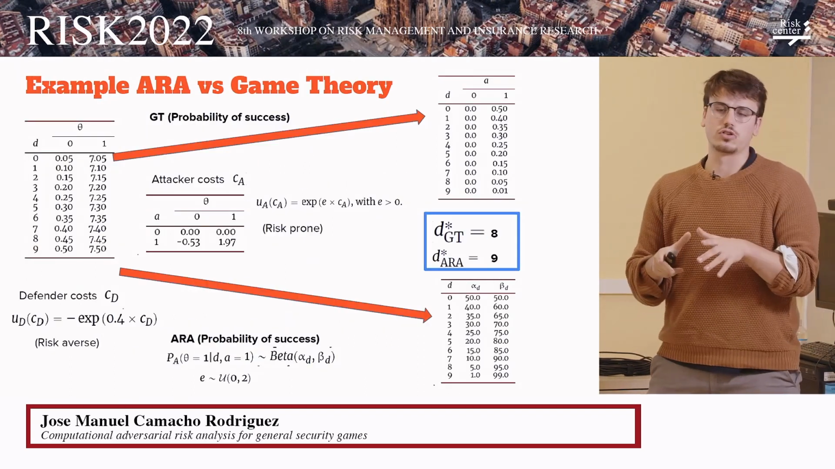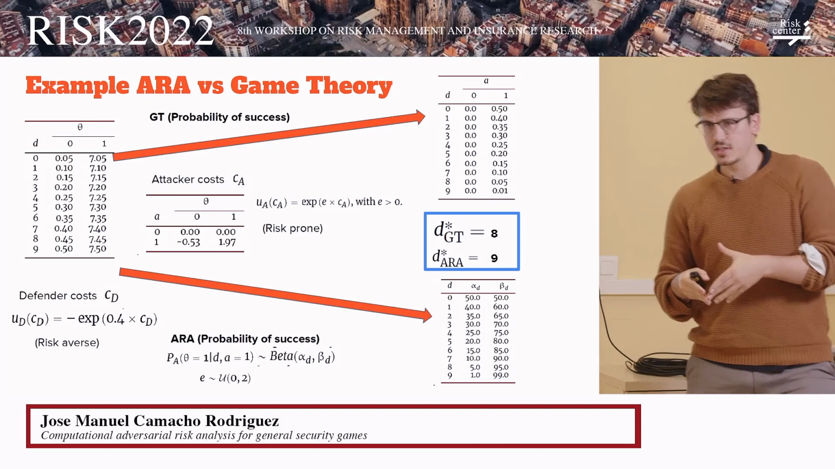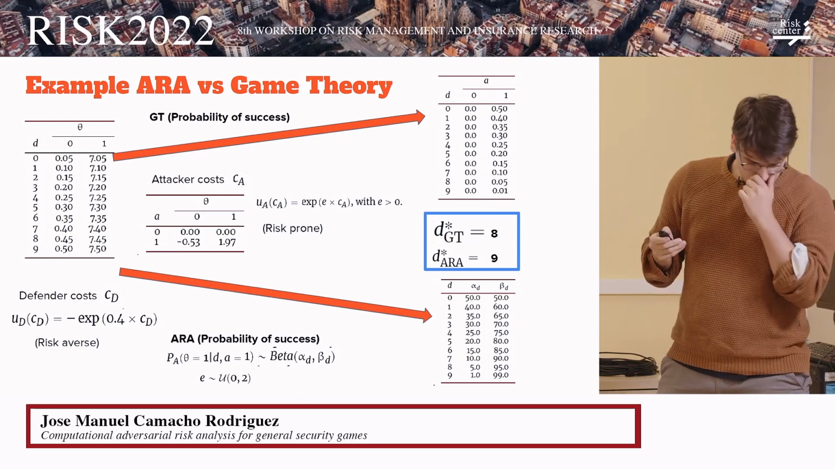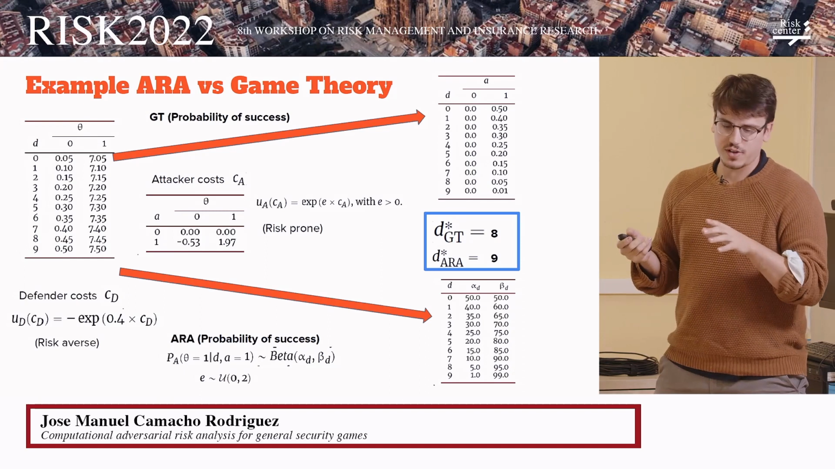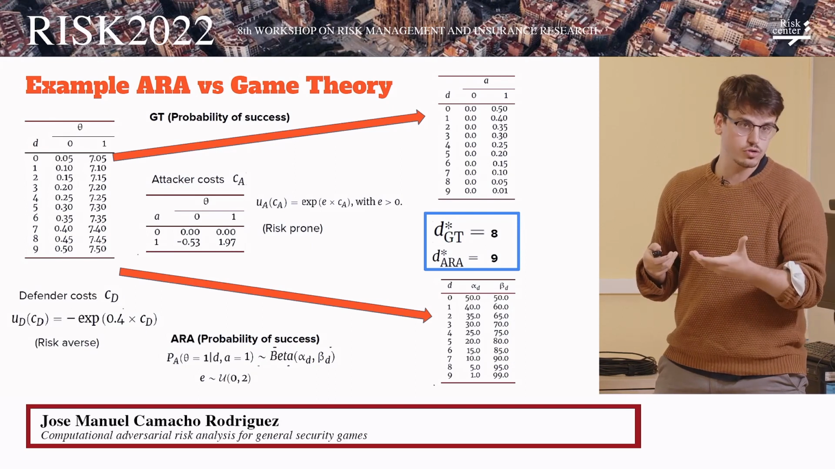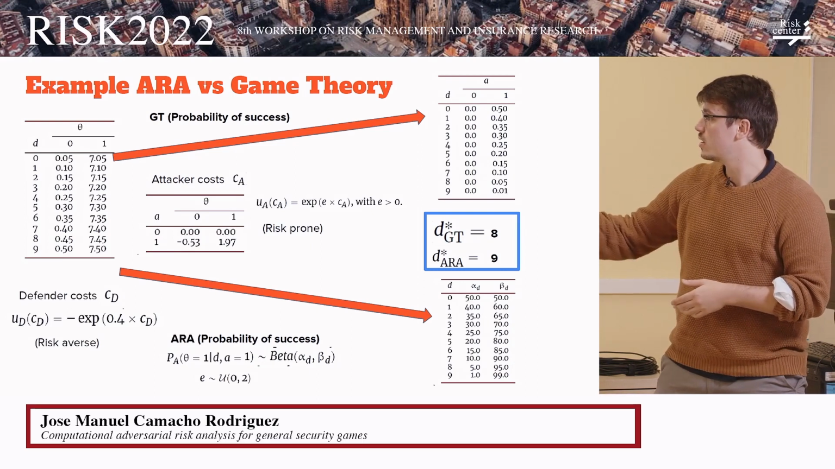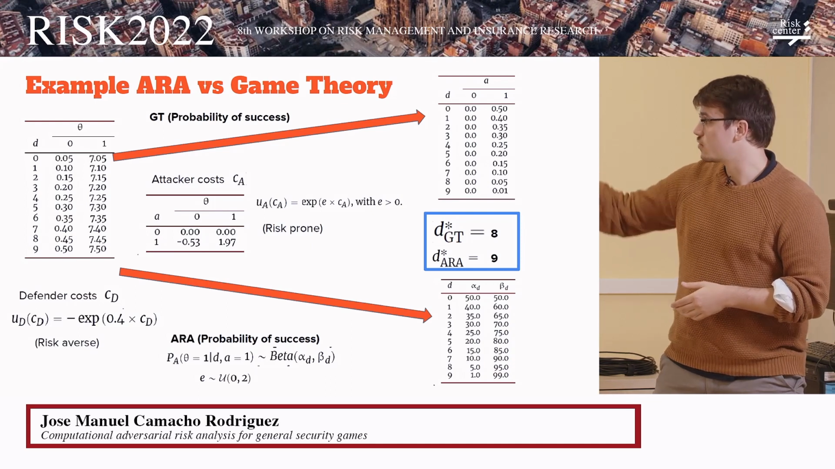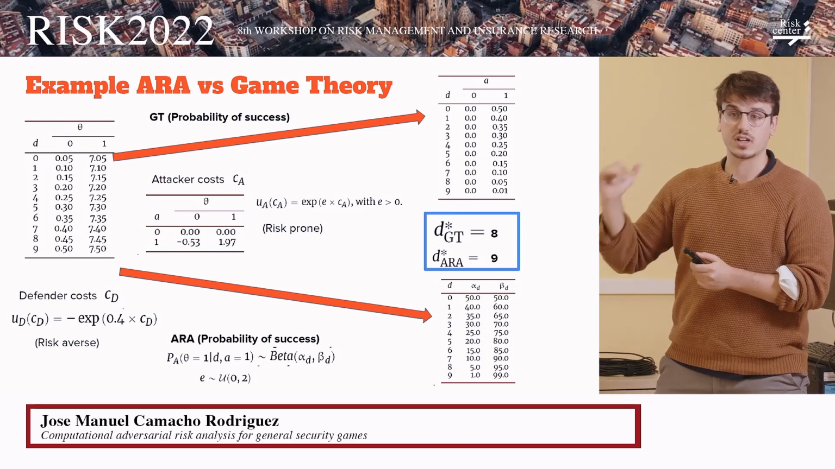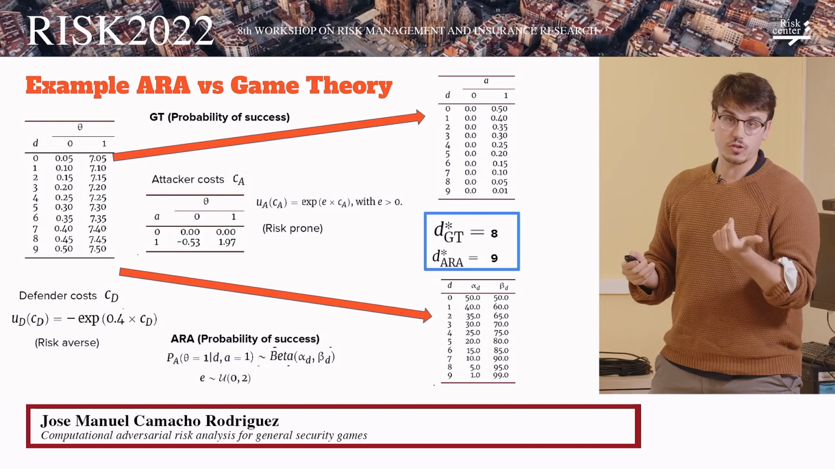So what we did was also make a little experiment: okay, we defined all this, but what are the differences of the approach when we put it in a real case? What will happen? We consider a scenario where you have an organization and you have to decide which cybersecurity protocol to use. You have different levels of intensity from 0 to 9. If you increase the level, the probability of success of an attack will be lower, but so will the cost of the protocol.